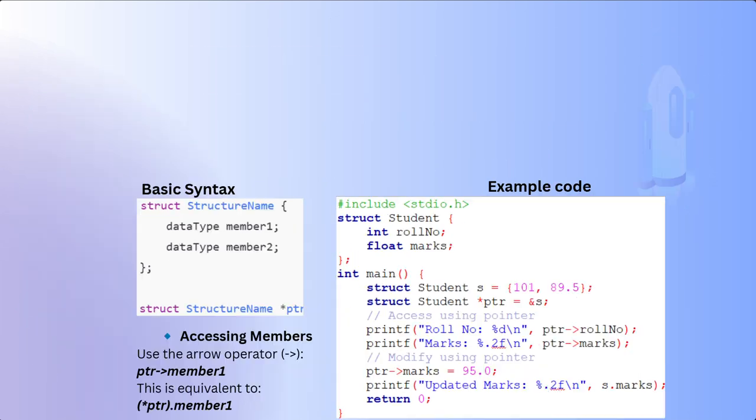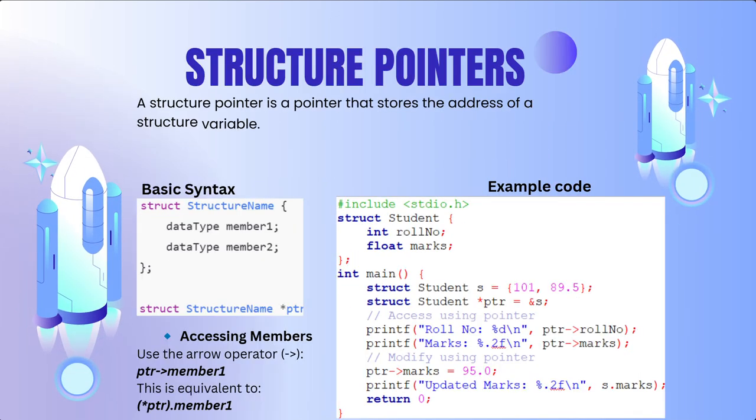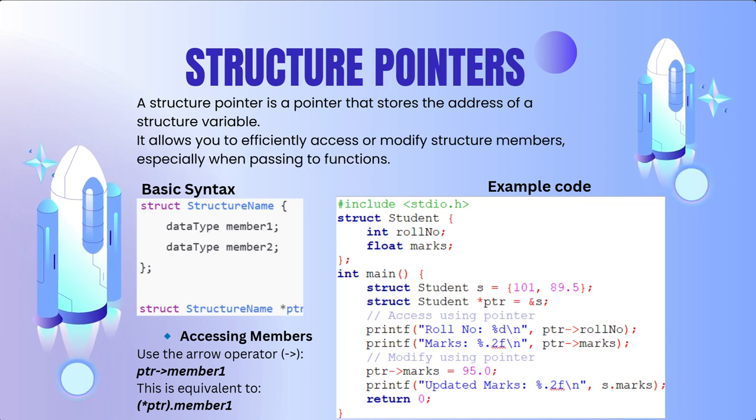Moving on, we have structure pointers. This is the last topic of structures. A structure pointer is a pointer that stores the address of a structure variable. It allows you to efficiently access or modify structure members, especially when passing to functions. Okay, now let us look at the syntax.